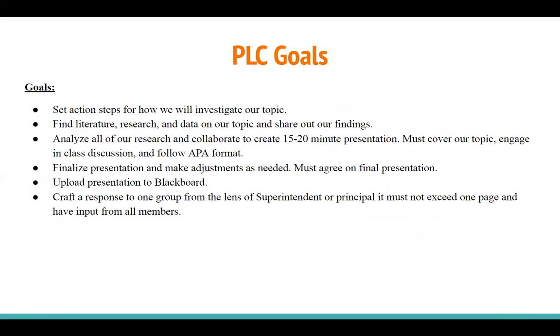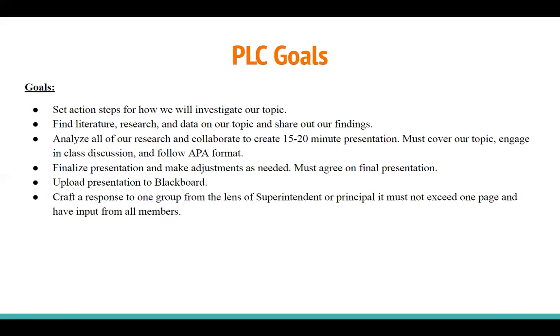The goals of our PLC are to set up action steps for how we will investigate our topic, to find literature, research, and data on our topic to share out our findings, analyze all of our research, and collaborate to create a 15 to 20 minute presentation that must cover our topic, engage in class discussion, and follow APA format. Then we will finalize the presentation and make adjustments as needed, as agreed upon by the group.